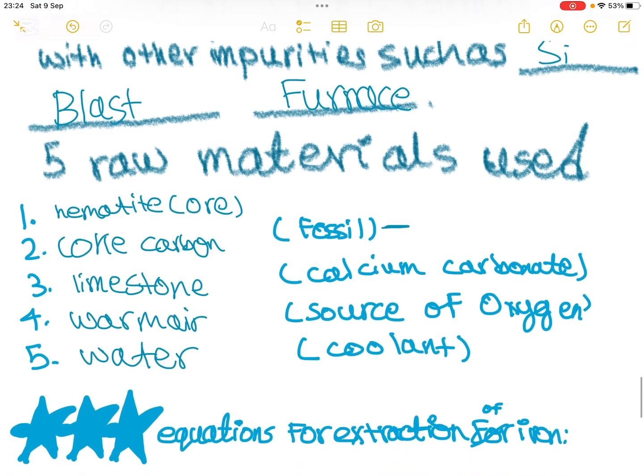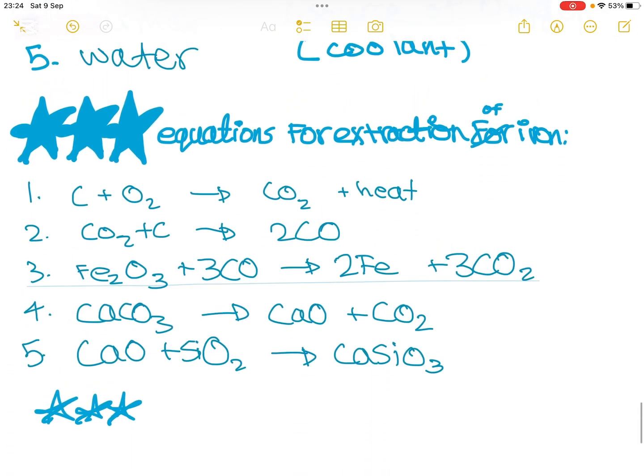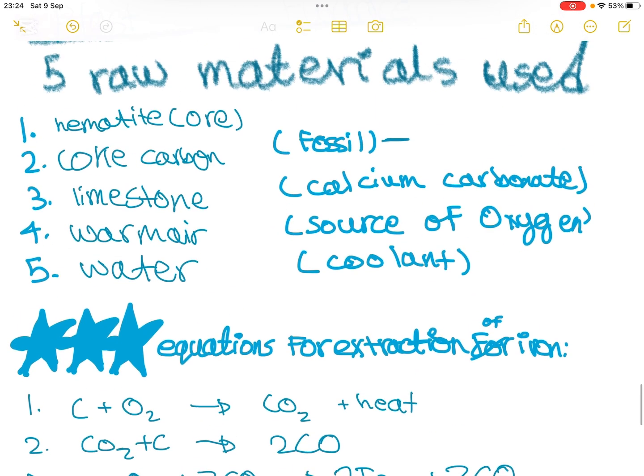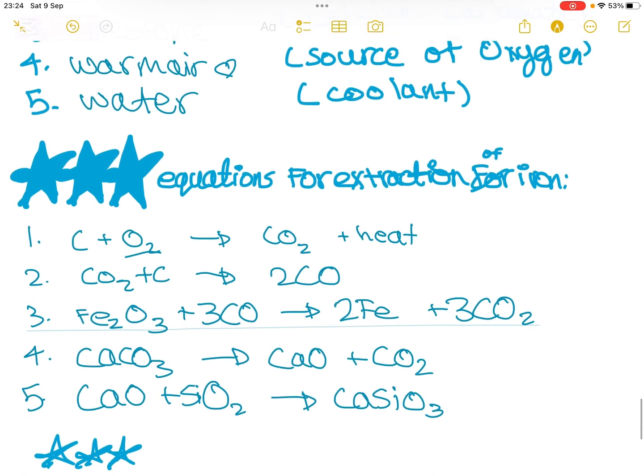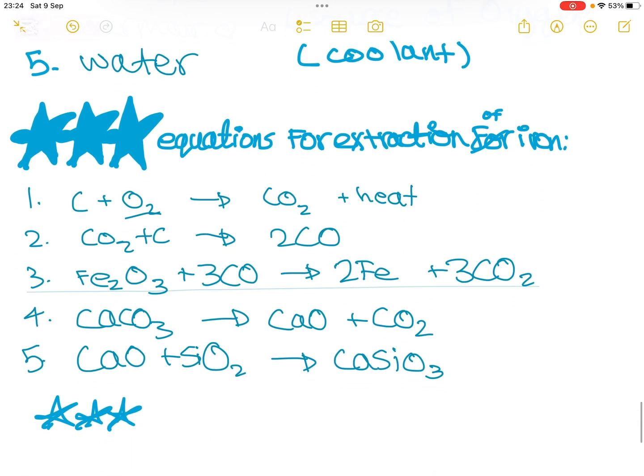So now let's study the equations for extraction of iron. They are very important too. First we have carbon, and it reacts with oxygen from warm air, producing carbon dioxide with heat, and this is an exothermic reaction. Now carbon dioxide, which is the product, is now the reactant.